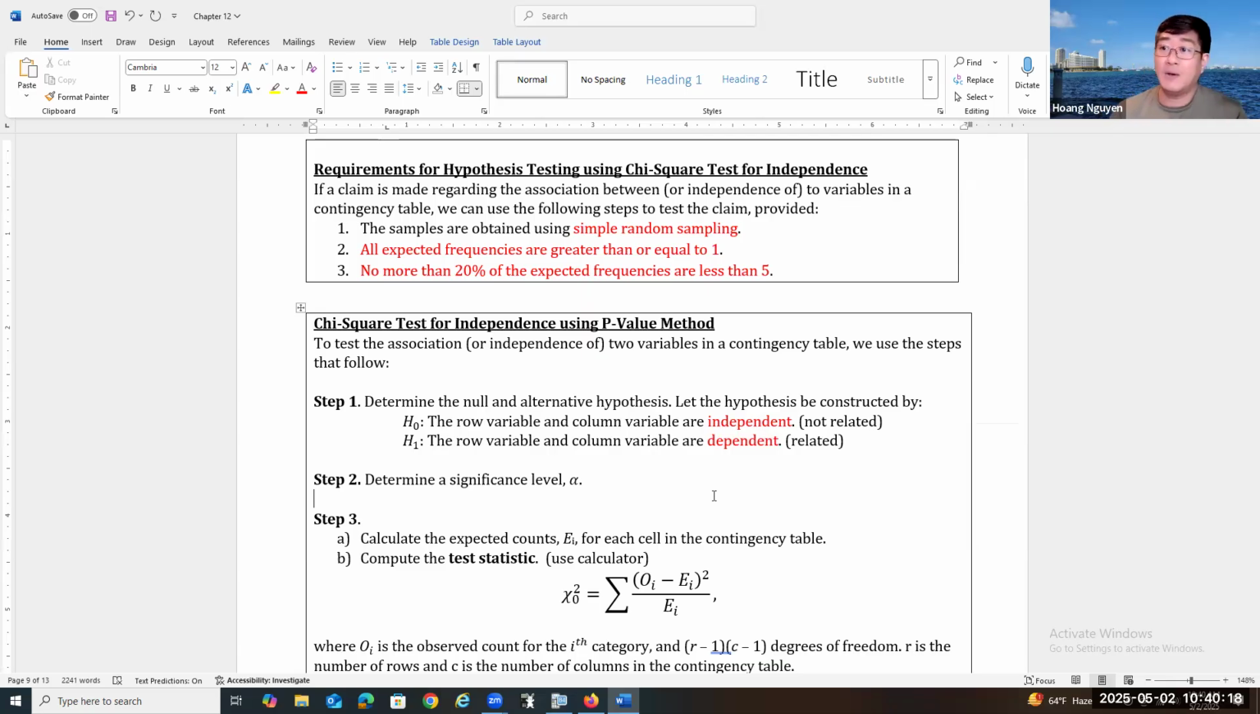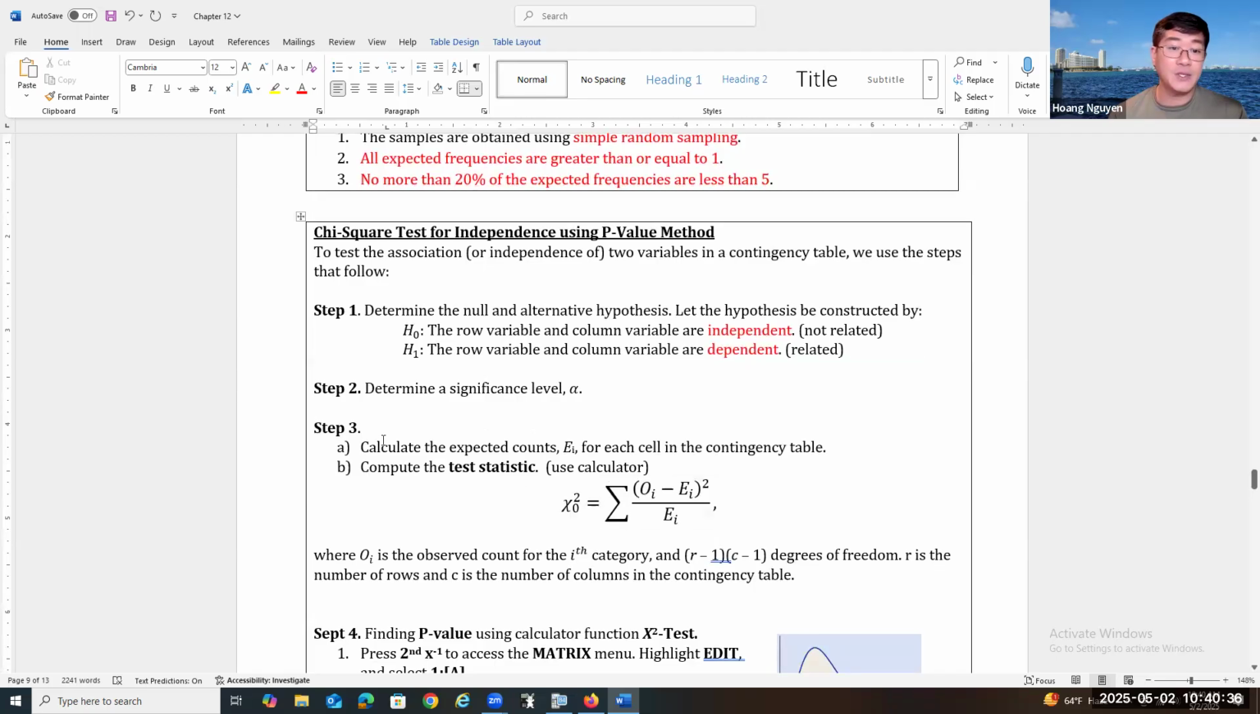Now, step number 2. We're going to determine the significance level alpha based on the seriousness of making a type 1 error. So select an alpha. Most of the time, alpha should be given. If they don't, then you might use alpha equal to 5%, 0.05.